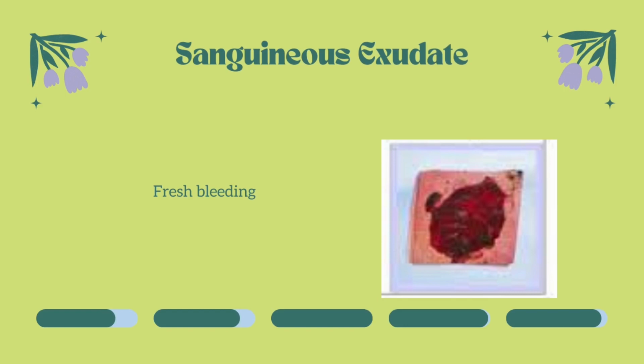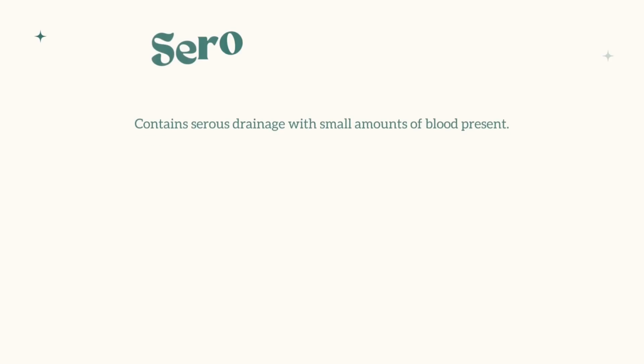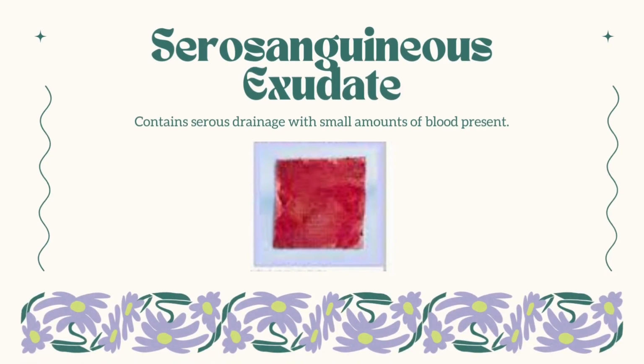Next, we have sanguineous exudate, and this is when it is a bright red color on the gauze or sheet or whatever it's on. It's just bright red, and that's because it is fresh bleeding. Next, we have the serosanguineous exudate, and it contains serous drainage with a small amount of blood present, which gives it more of a pink color. You'll notice that it is basically a combo name-wise of the two exudates I had just talked about.